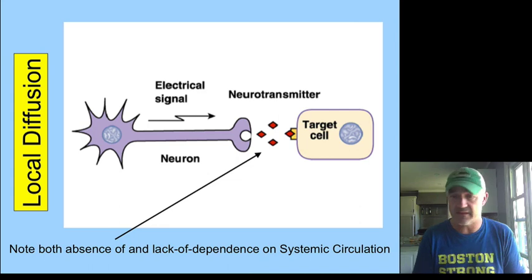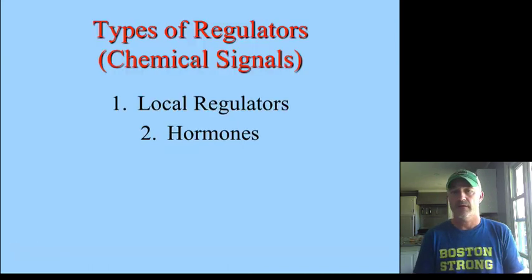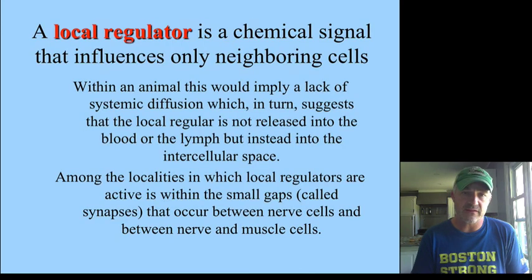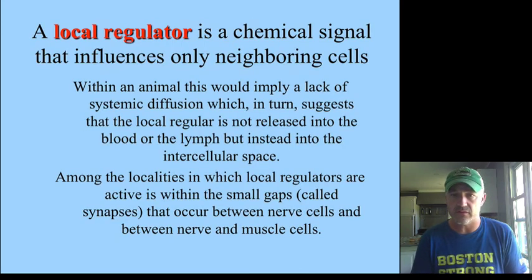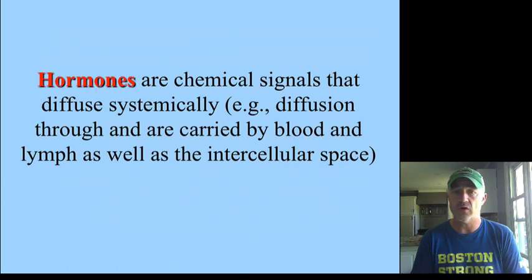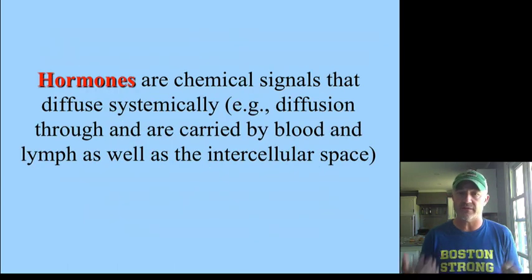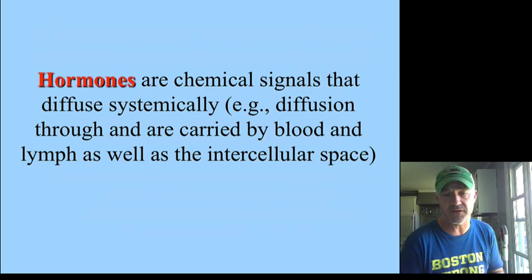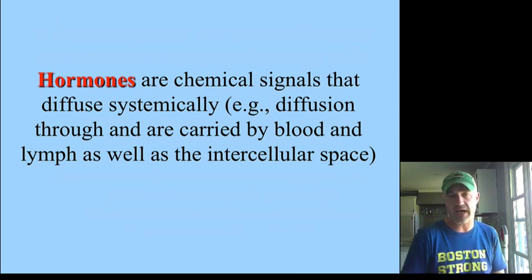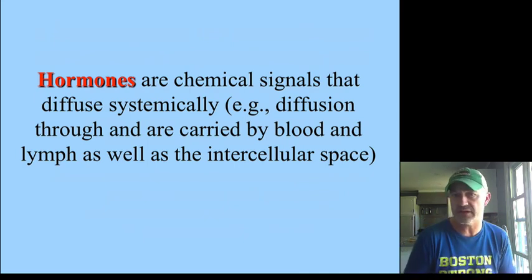Again, doesn't need bloodstream for this. And again, you can have these local regulators, things like neurotransmitters or other things like histamines, some of these small signaling molecules that are very much local regulators. Hormones, we generally start referring to hormones as ones that are going to end up in the bloodstream or the lymph and travel throughout the body. That's really kind of the big difference between those.